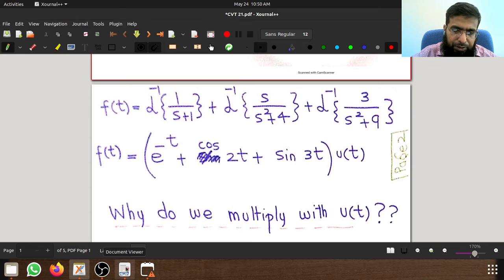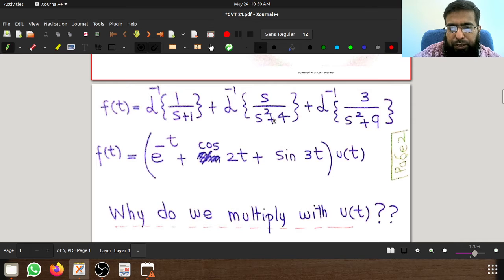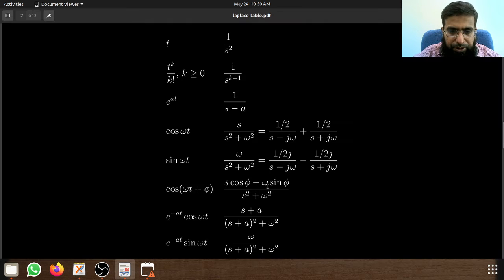Let's see what it is. S over s squared plus omega squared is the Laplace transform of cos omega t. If omega is equal to 2, that would be s over s squared plus 4. That is exactly what we have here. So this 4 can be written as 2 squared, so omega is 2. This is cos omega t, or cos 2t. Right, and this is 3 over s squared plus 9. Let's see what it is.